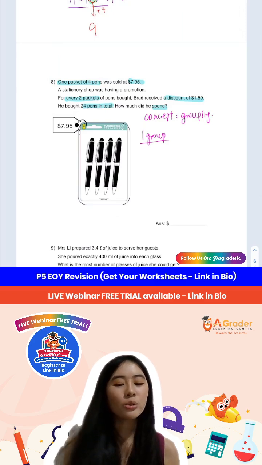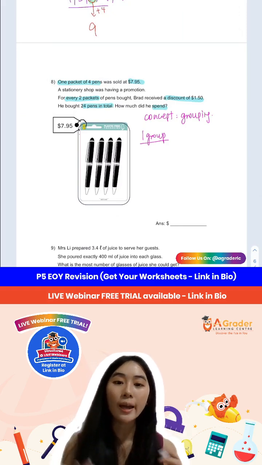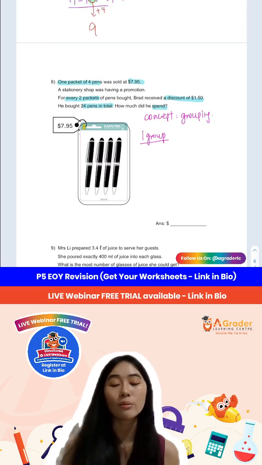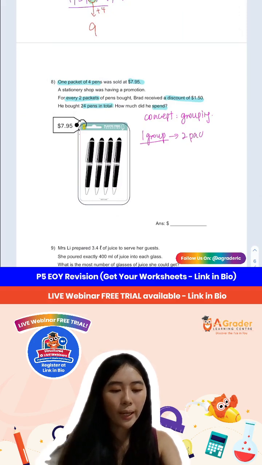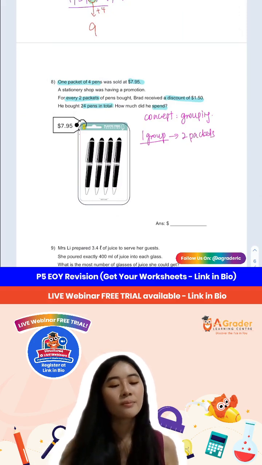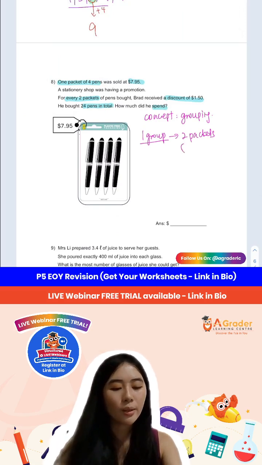Okay, so I'm going to let my one group be made up of 2 packets of pens, because every 2 packets, then he gets the discount. So one group will be made up of 2 packets. Okay, so 2 packets is equal to how many pens? That will be 8 pens.